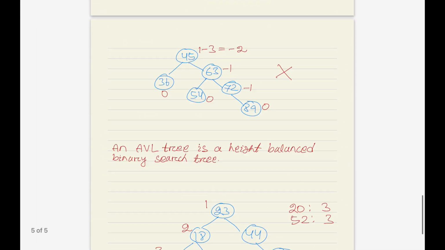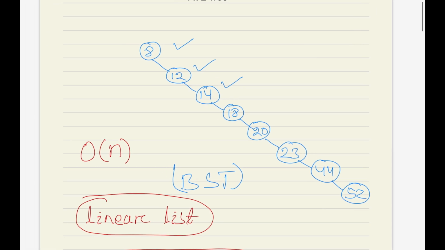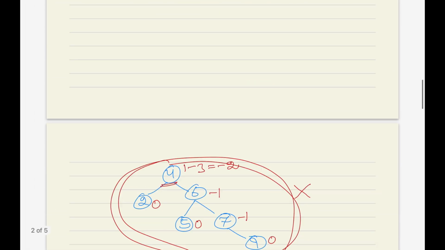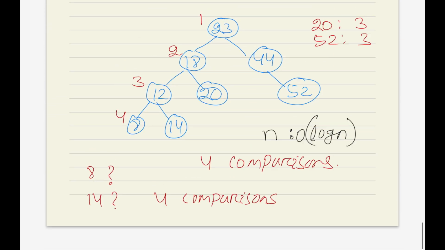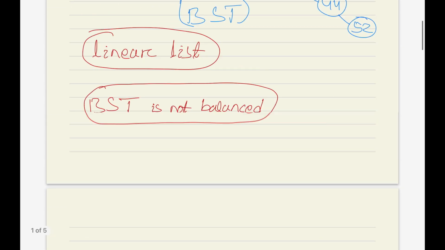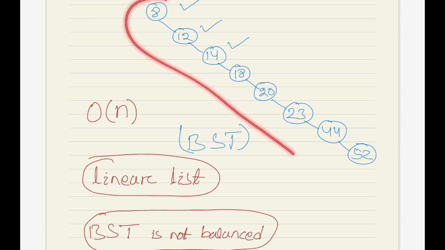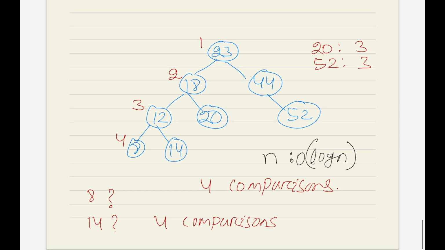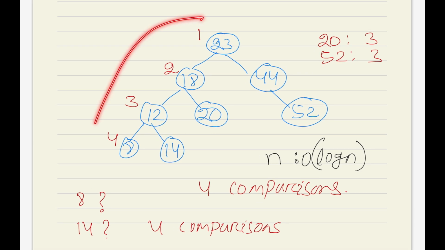But previously here you can observe the number of comparisons is order of n, but here it is order of log n. Why order of log n? Because this binary search tree is a balanced one, and here you can observe this binary search tree is not balanced. So now you can understand the importance of the balanced binary search tree, or the importance of the AVL tree. Why are we discussing the balanced binary search tree?